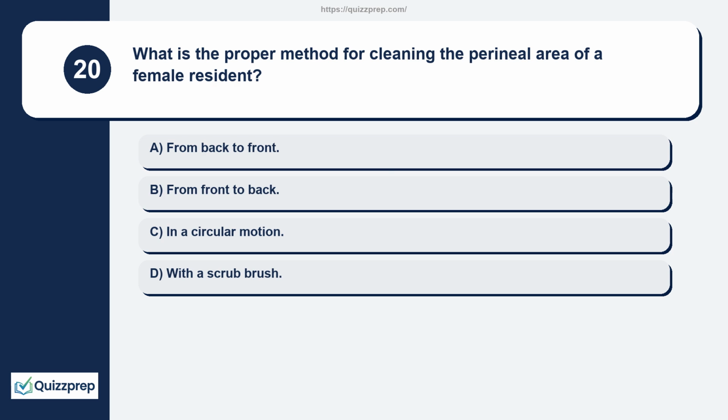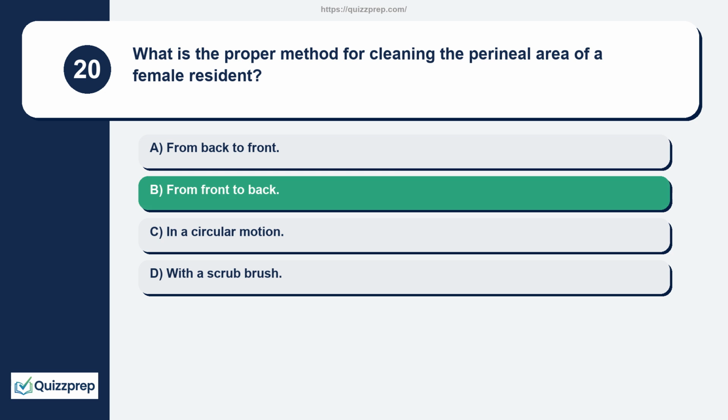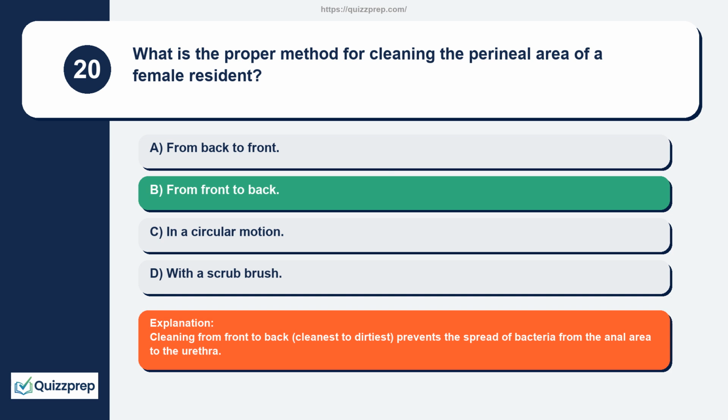Question 20. What is the proper method for cleaning the perineal area of a female resident? From back to front, from front to back, in a circular motion, with a scrub brush. Cleaning from front to back, cleanest to dirtiest, prevents the spread of bacteria from the anal area to the urethra.